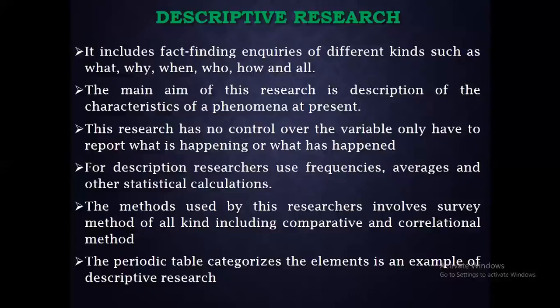Here is another example: the periodic table categorizes the elements, that is also considered a descriptive research. In terms of the medical field, an example would be finding the most frequent disease that affects the children, or the old age people of a particular location. That will be considered a descriptive research. The reader of the research will know what to do to prevent that disease, thus more people will live a healthy life. That is another example of descriptive research.